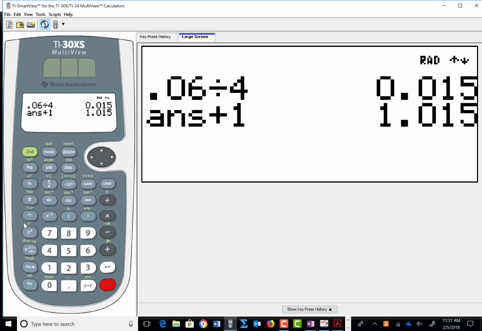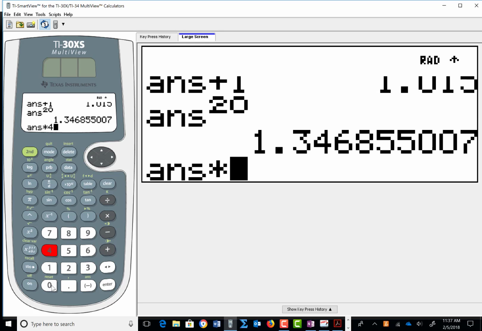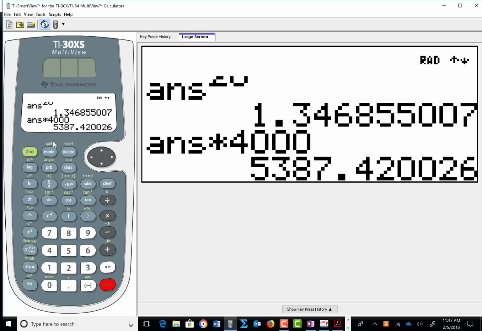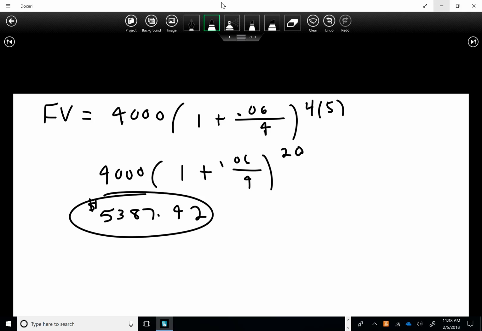So the symbol on your calculator is this little arrowhead looking thing. That's for exponential. So you'll hit that. That puts it to the 20th power. Hit enter, and then multiply it by 4,000. That's how we will get our answer. So then we hit enter, and we get $5,387.42. And that represents the amount of money that will be in the account at the end of the 5-year period.